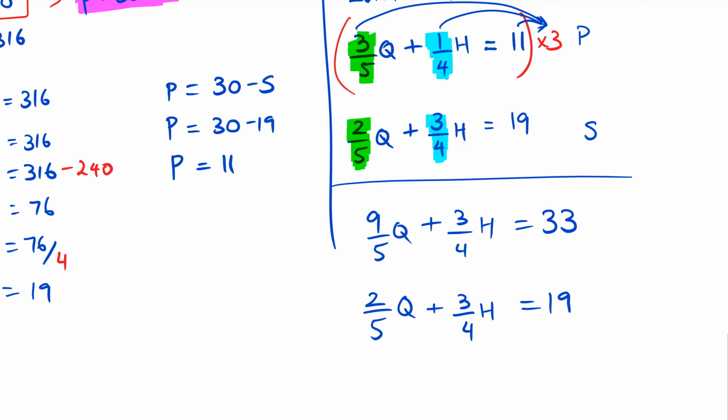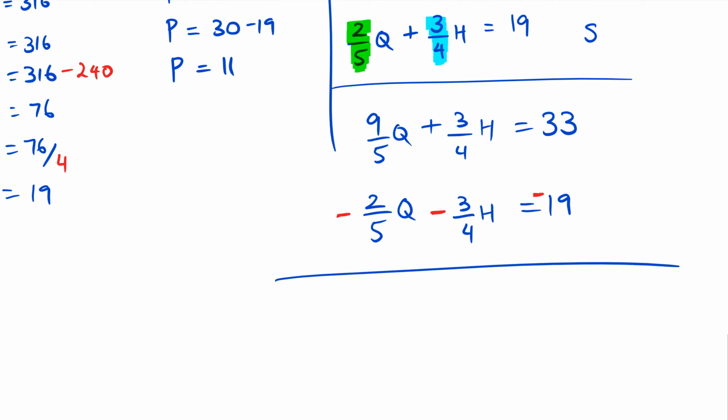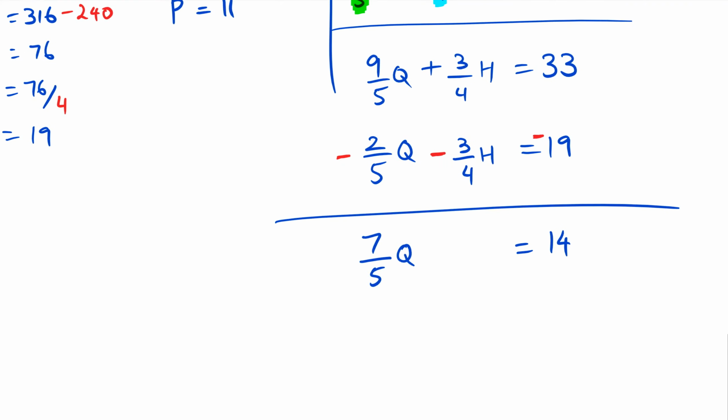So right now this 2/5 here is a plus, I'm going to change it to a minus. The 3/4 H is a plus, I'm going to change it to a minus. 33 minus 19. So when I do this, you've got 9/5 minus 2/5, which equals 7/5 Q. 3/4 H minus 3/4 H is 0. 33 minus 19 is 14. So I can solve this. Q is equal to, cross multiplying, 14 times 5 divided by 7. 14 divided by 7 is 2, and 2 times 5 is 10.